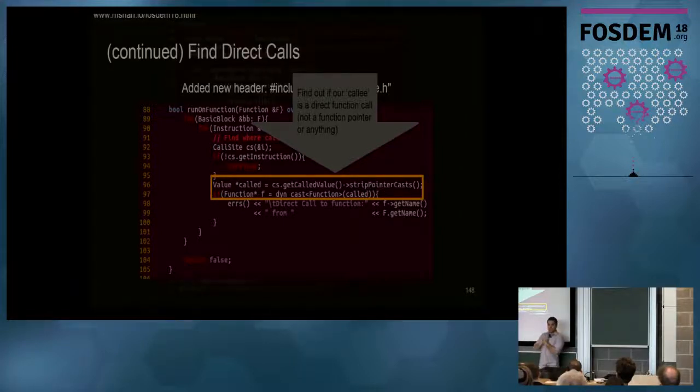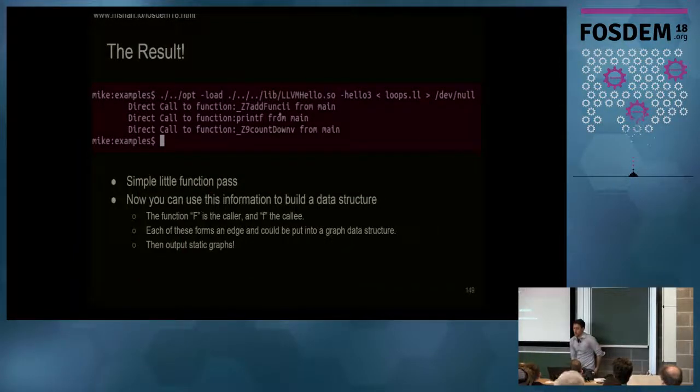So that means if my function pass is running at this point, I'm going to get direct calls to function F getName, the function I found within my function, and it's from uppercase F, which is our function. Okay. So the result in our sort of loops program, I'm going to see direct call to function, our add function from main, direct call to function printf from main, direct call to function countdown from main. Okay, we called 3 functions there.